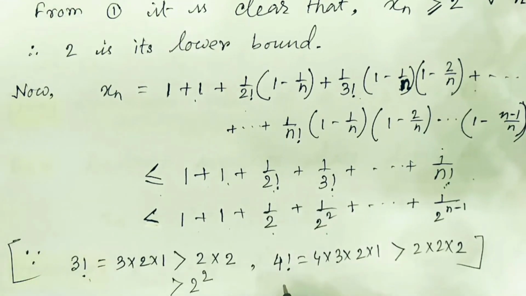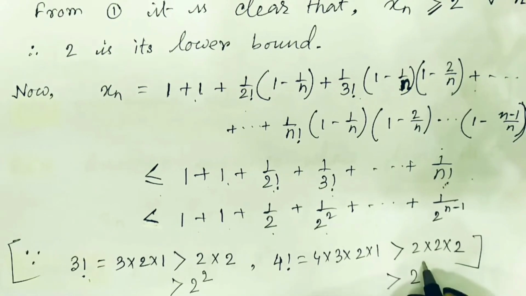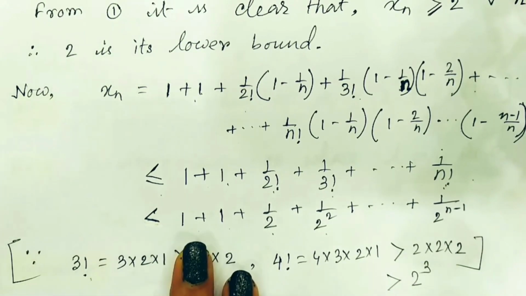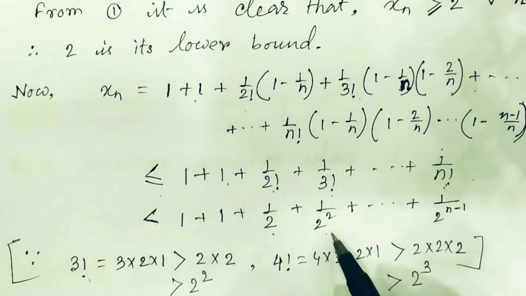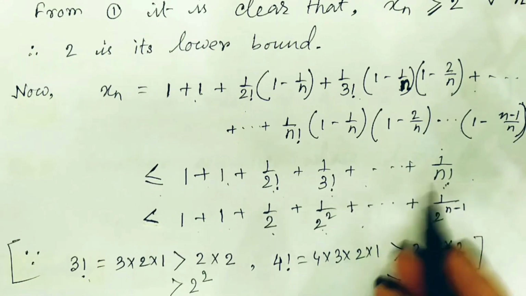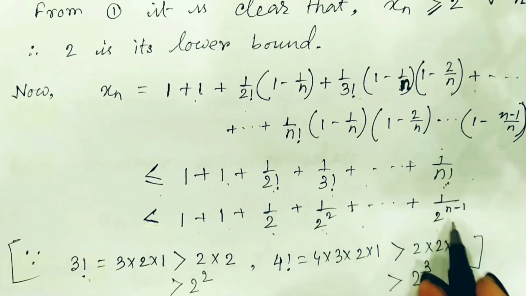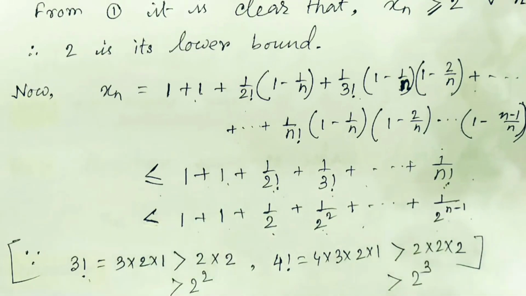Again, we consider 4 factorial. Then it is 4 into 3 into 2, which is greater than 2 cross 2 cross 2. So 4 factorial is always greater than 2 to the power of 3. Likewise, if we replace 1 by 2 factorial by 1 by 2, 1 by 3 factorial by 1 by 2 square, 1 by 4 factorial by 1 by 2 cube, in this way 1 by n factorial by 1 by 2 to the power n minus 1, then definitely the original expression is less than this expression.